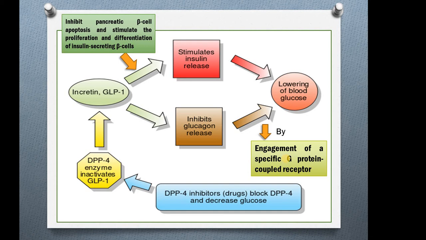Another type of medication is dipeptidyl peptidase 4 inhibitors, drugs such as sitagliptin, vildagliptin, saxagliptin and so on. In general, why do we use a dipeptidyl peptidase inhibitor? Because dipeptidyl peptidase is an enzyme that inactivates incretin. When it inactivates it, we will not reach the lowering of blood glucose. So one approach is to use a dipeptidyl peptidase inhibitor, which is a drug also used in type 2 DM.